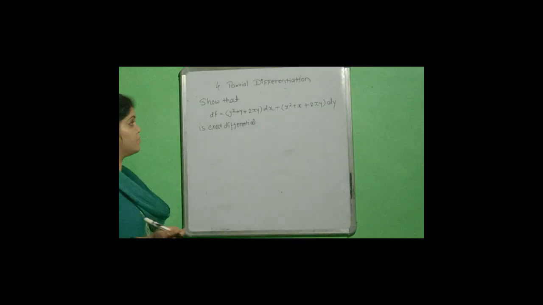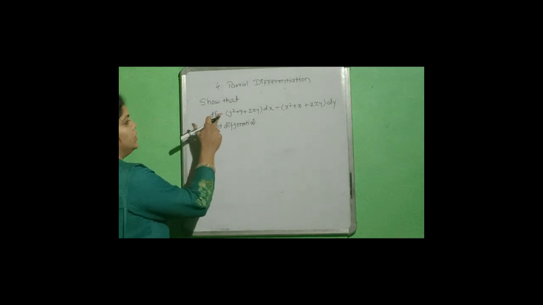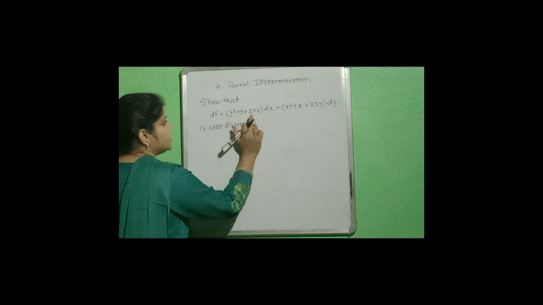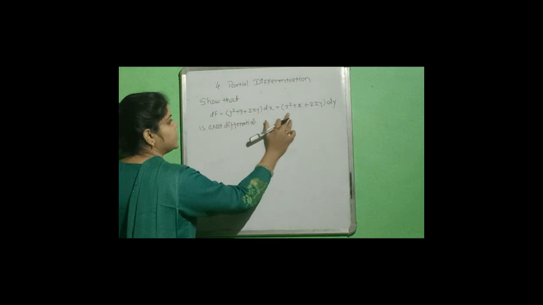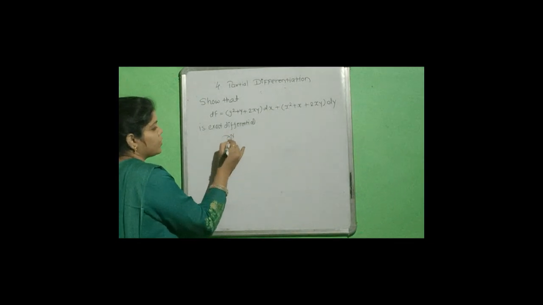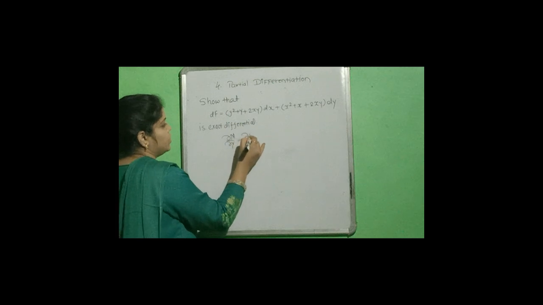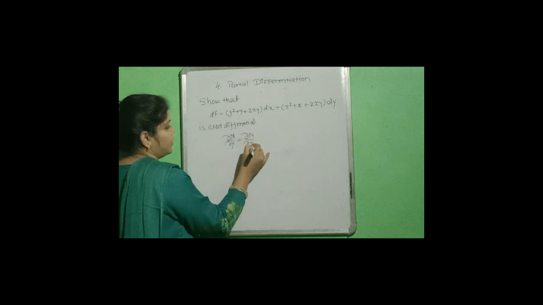Now we will see this problem. Show that this df, that is the total differential equation, (y² + y + 2xy) dx + (x² + x + 2xy) dy, is exact differential. So what is the condition for exact differential? ∂M/∂y should be equal to ∂N/∂x.